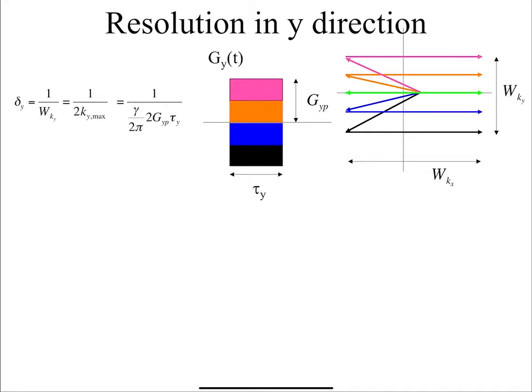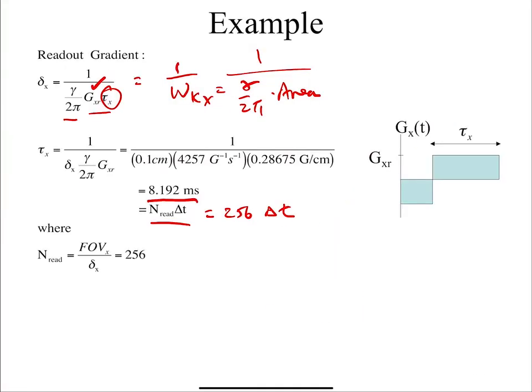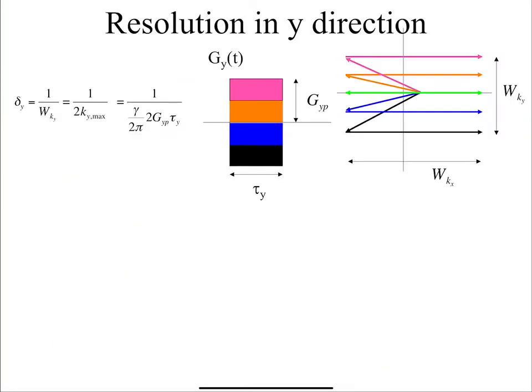Let's say they're the same number of steps above and below, but how many do I want to take above and below? How many steps should I take? Right, FOV over delta x, but for this specific example, I have a 24 centimeter field of view, 0.1 centimeter resolution. So what was the field of view? 250, yeah. So I want to take 128 steps above and 128 below, right?